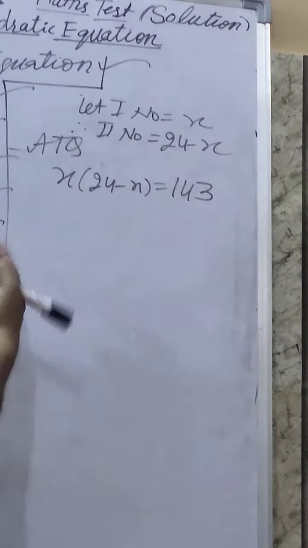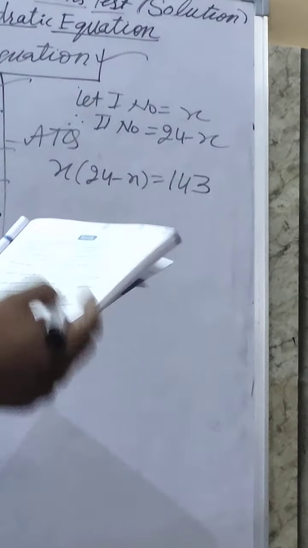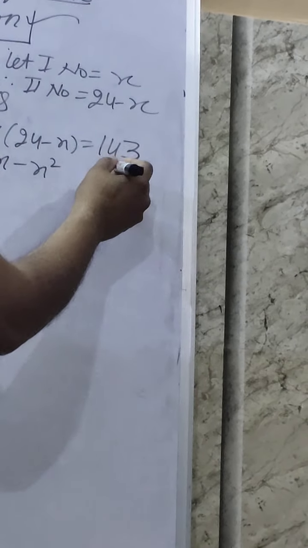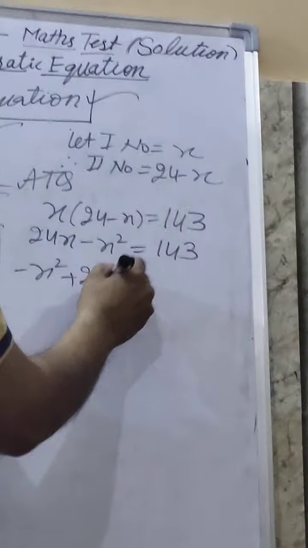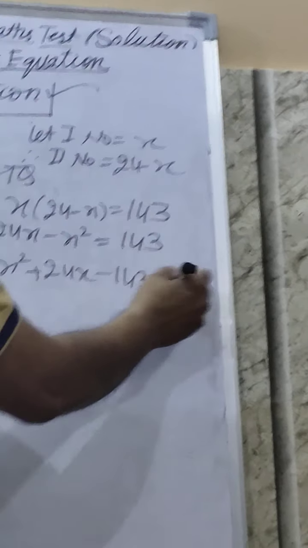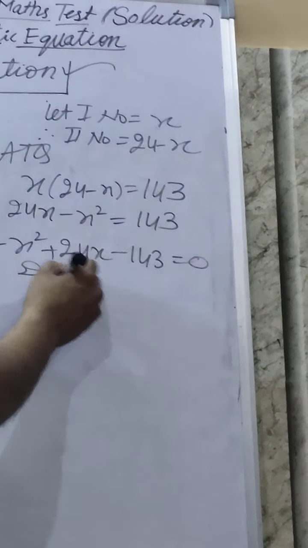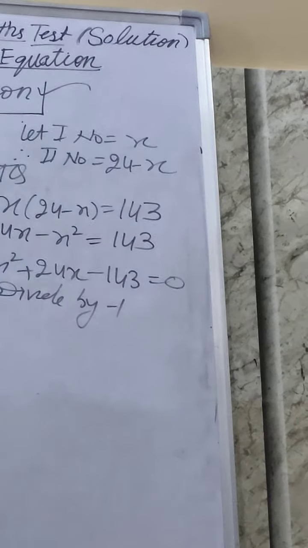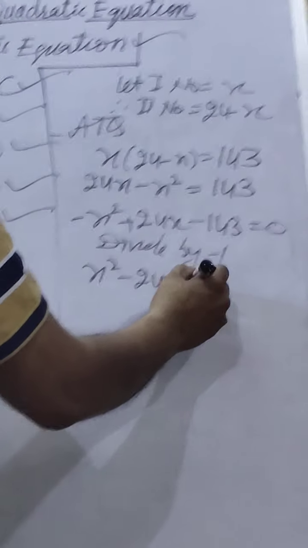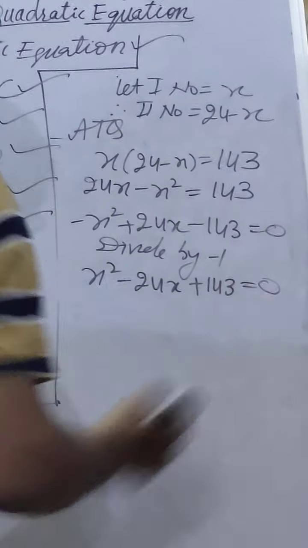So now multiply. Using two numbers, sum is 24, product is 143. And their sum, you see, if x is first and then second is 24 minus x, their product is 143. Now x, multiply this, 24x minus x square. Clear this? So minus x square plus 24x, shift this 143 this side. So now next step, divide both sides by minus 1. If you divide, this is x square minus 24x plus 143 equal to 0.